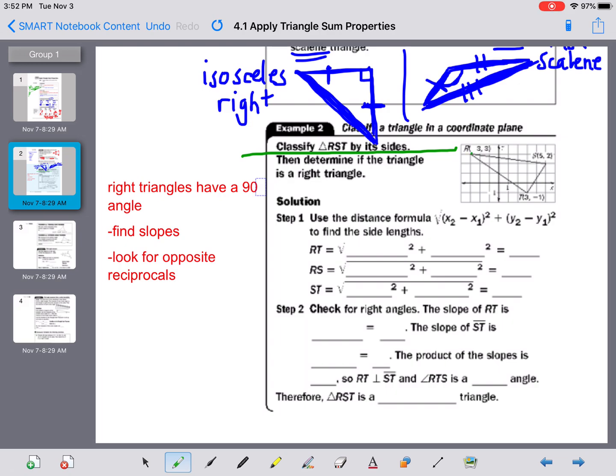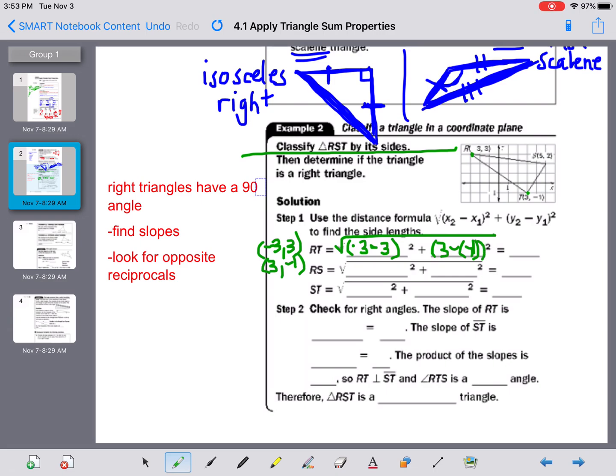So it looks like the book's starting with RT. So R has a point at -3, 3. T has a point at 3, -1. And I'm going to find the distance or the length between those 2 points. Okay, so remember distance formula. It's not going away, guys. I warned you from day 1 when we learned it. It's not going away. Subtract those x's. So -3 minus 3. Subtract those y's, 3 minus -1.